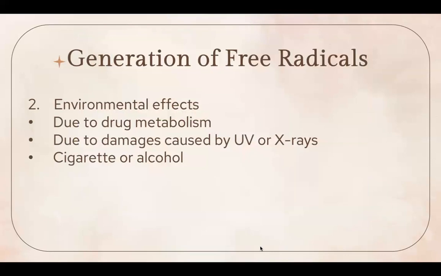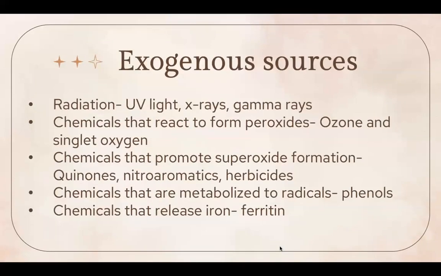Right, now let's talk about how the free radicals are produced. We've spoken about how they're produced inside the body, but there are also some outside factors that can influence the production of free radicals, such as environmental effects like drug metabolism, damage caused by UV or X-rays, cigarettes, alcohol. These are when we say a substance is carcinogenic, right? That also means that it has the ability to produce free radicals and damage DNA, the genetic composition of a cell. Radiation, UV light, X-rays, gamma rays.